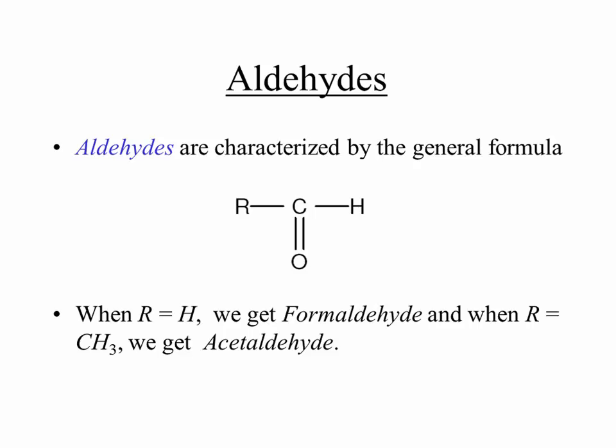Then another group of compounds that contain carbon and oxygen, these are aldehydes. Aldehydes are characterized by the general formula R, and then you have a group that is C double bonded with O bonded with H. So COH is the group that characterizes an aldehyde. R can be anything. If R is H, just a hydrogen atom, you get formaldehyde, and when R is CH3, you get acetaldehyde.